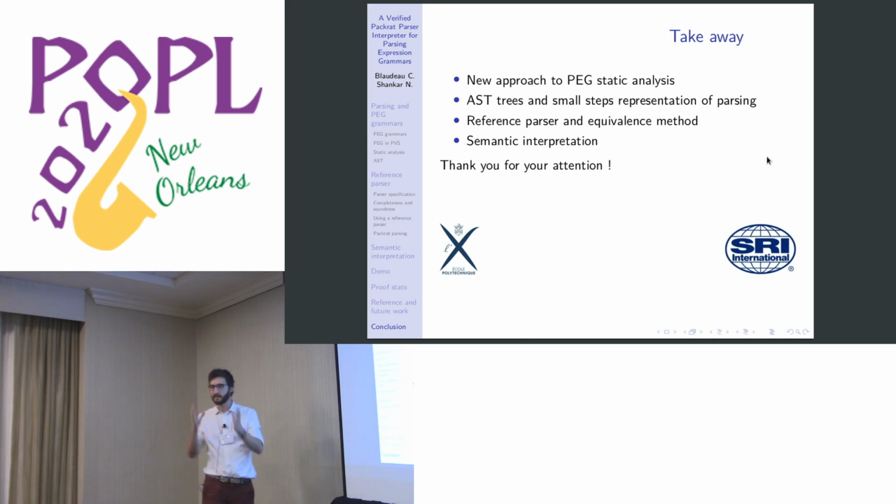Then you have this factorization of the reference parser, and then building a chain of parsers that are equivalent to the reference parser, on which you will prove all the properties. And then the way we implemented the semantic interpretation. So I tried to leave a few minutes for questions. Thank you very much for your attention, and please ask questions.